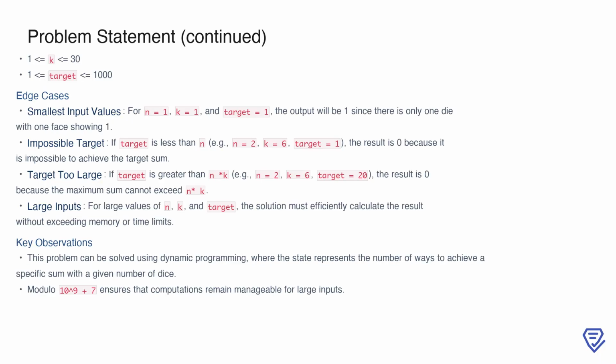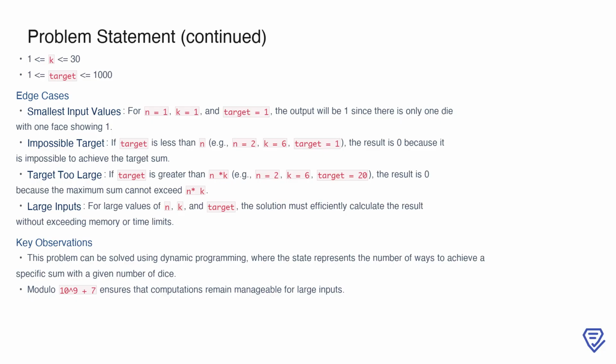The constraints highlight some important edge cases. For instance, with the smallest values for n, k, and target, such as one die with one face and a target of 1, the output is 1 because there is only one combination. On the other hand, if the target is smaller than the number of dice, like having 2 dice but a target of 1, the result is 0 because it's impossible to achieve the target. Similarly, if the target exceeds the maximum possible sum, such as a target of 20 with 2 dice, each having 6 faces, the result is also 0.